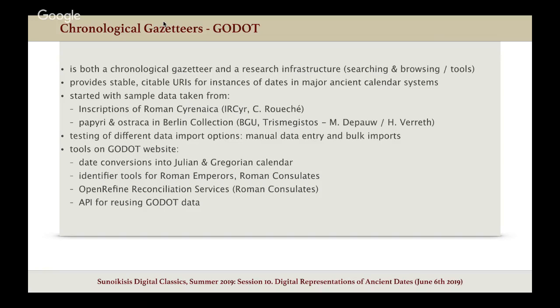And we have taken around 3,000 texts from the Berlin collection. These are papyri and ostraka from Egypt. We have tested some different data import options, manual data entry and bulk imports. And we have implemented some tools on the Godot website, like date conversions. We have some identifier tools and an OpenRefine reconciliation service, and of course an API for reusing Godot data.